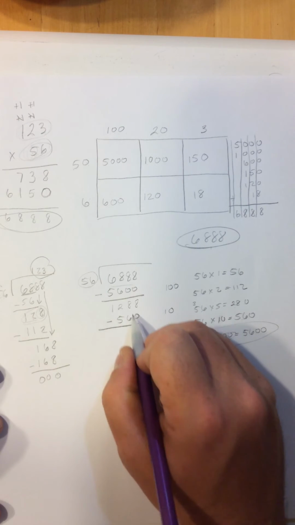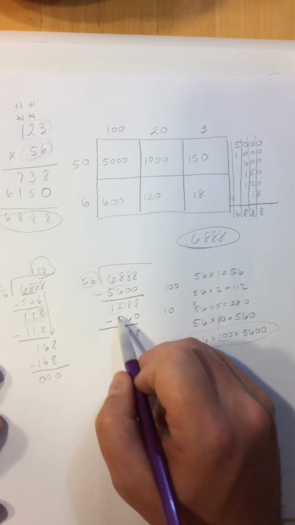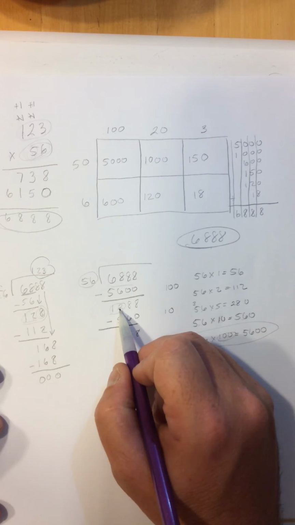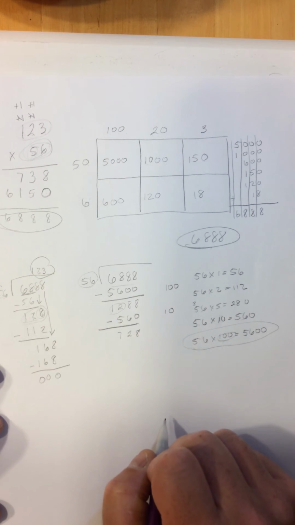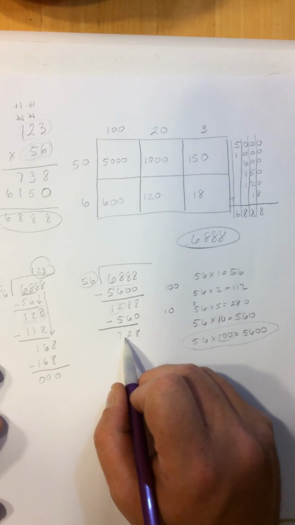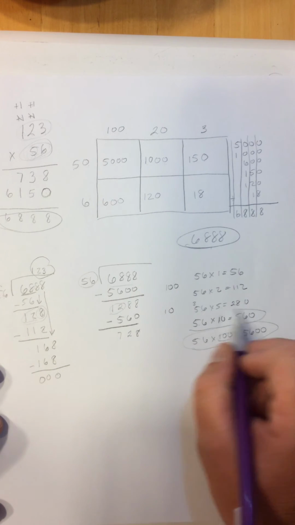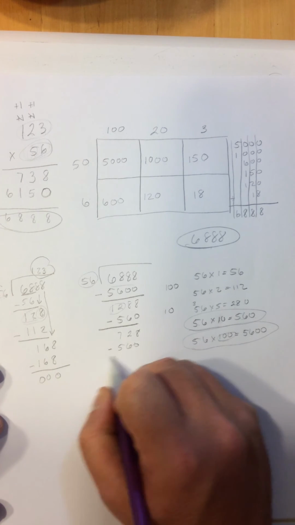8 minus 0 is 8. 8 minus 6 is 2. And in this case, I don't have anything else down here. So I'm going to subtract 5 from the whole 12 here. And I'm going to come out with 728 still left over. Now by doing this, I brought my number down even farther, but I can still get 560 more out of it. So I'm going to do it again.